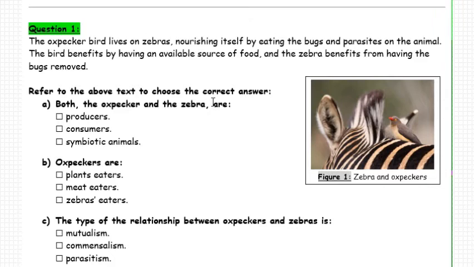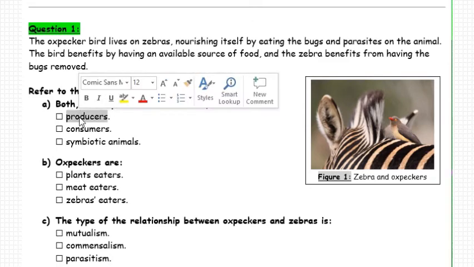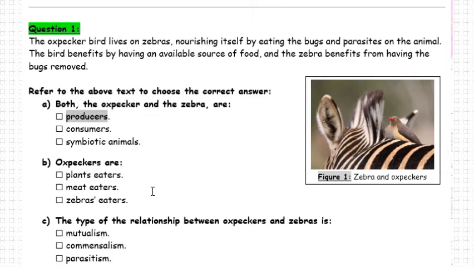Okay, both the oxpecker and the zebra, are they producers, consumers, or symbiotic animals? For sure they are not producers, since, as we said, green plants are almost the only producers, since they go through photosynthesis to produce their food. Consumers, let's see. They said oxpeckers eat bugs and parasites. Eating means consuming, so yes, the oxpecker is a consumer.